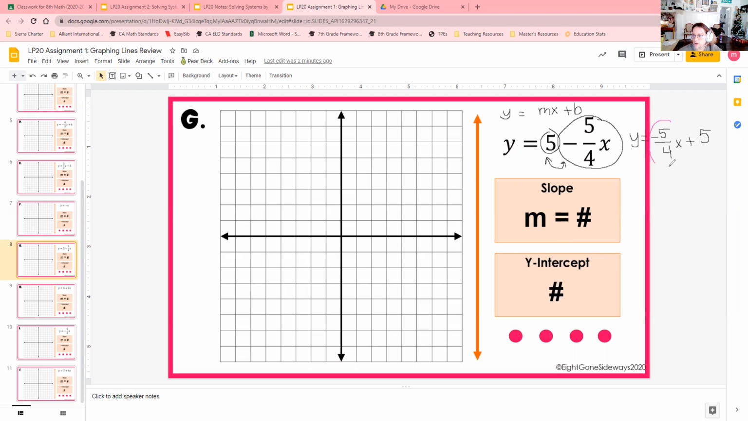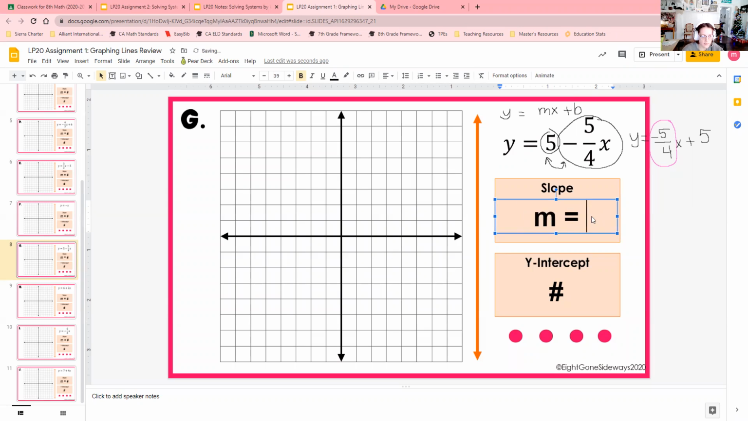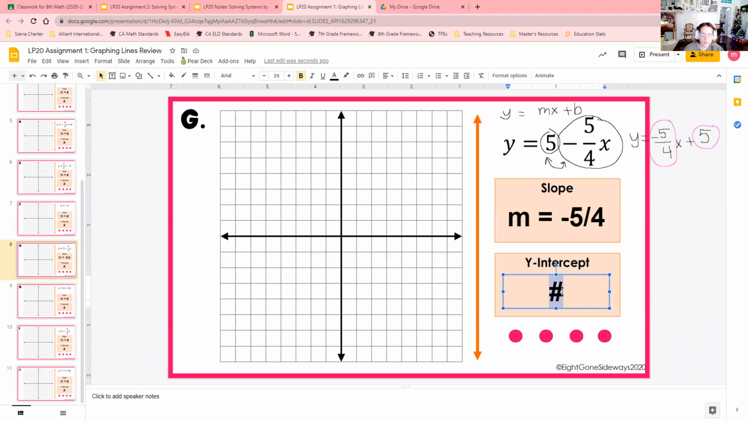Slope is always the number in front of the x when we are in this form. So my slope is negative 5 over 4. Negative 5 over 4. And my intercept then is the point at the very end. So my y-intercept is where y is 5. Remember, you're writing this as a point. So x is 0, comma, y is 5. Done.